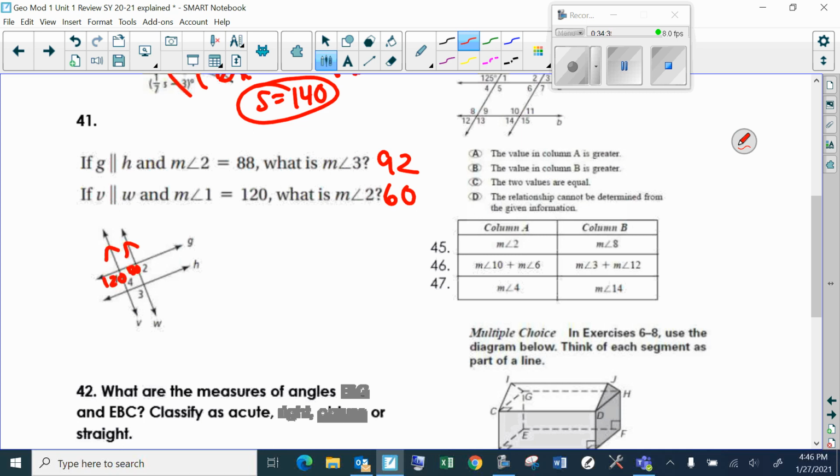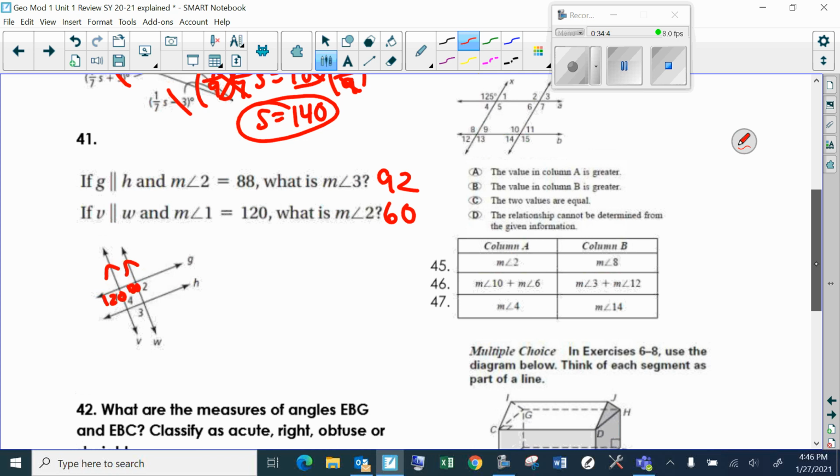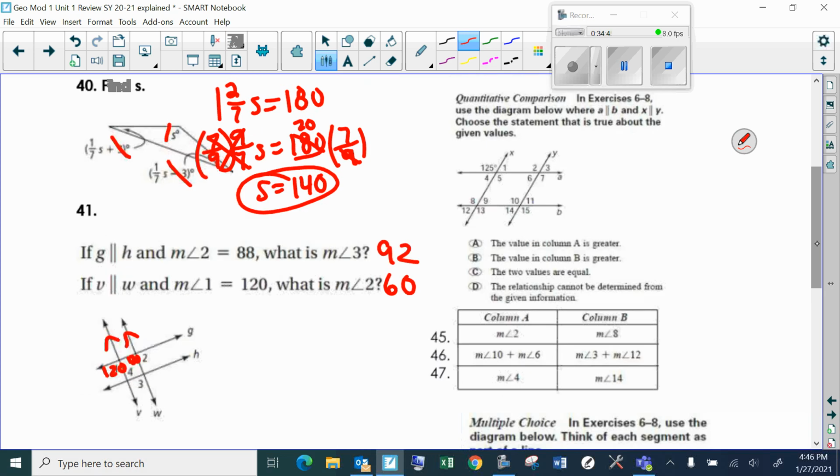All right, let's come over here to 45, 6, and 7. We're using this diagram up here. It says A is parallel to B and X is parallel to Y. So these are parallel and these are parallel. Okay. All right, the measure of angle 2. Well, so we can fill in this. Angle 2 has to be 125 degrees, so we have corresponding angles with this 125 right there. And the measure of angle 8. Well, angle 8 is also corresponding, so this has to be 125 also. So therefore, they're equal, which is C. So for 45, you put a C right there.